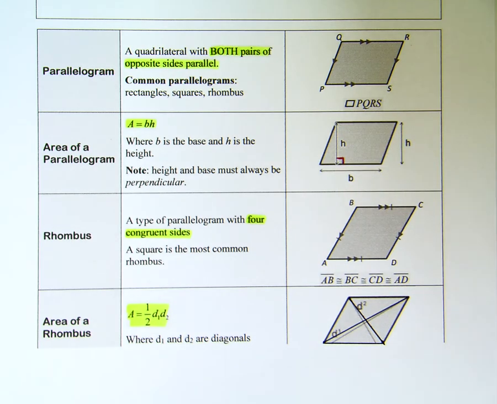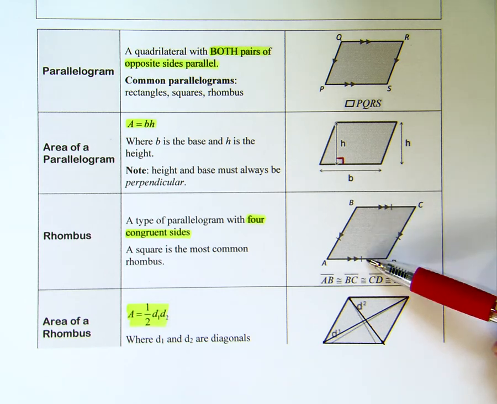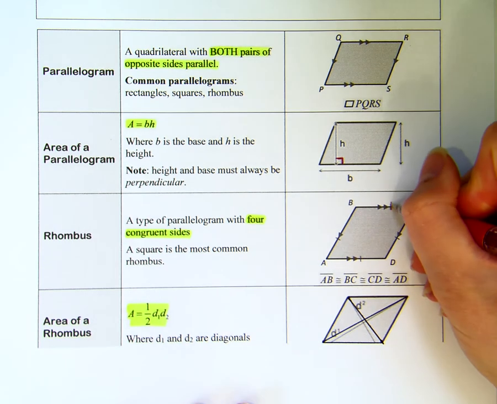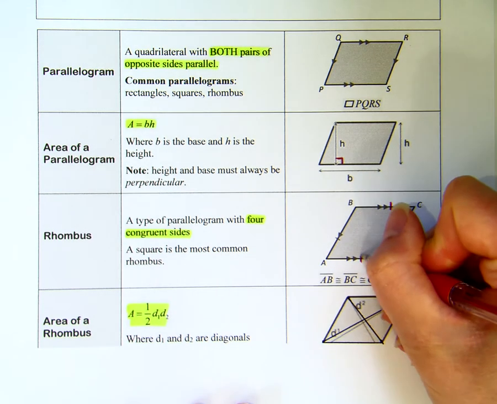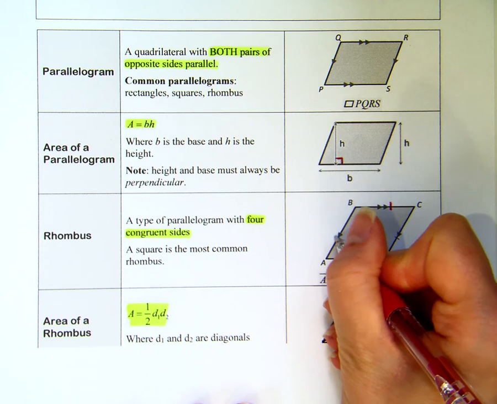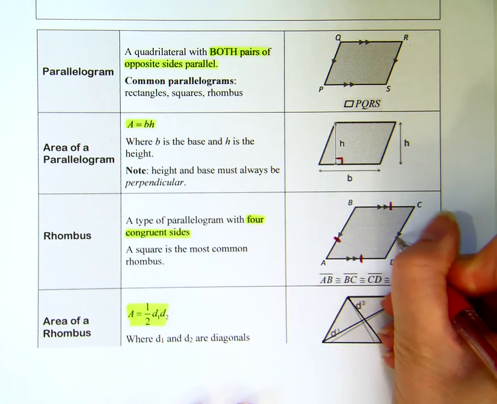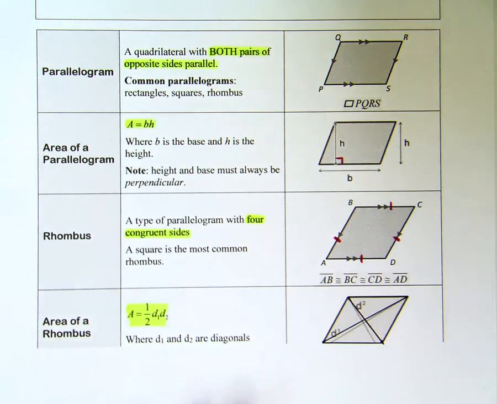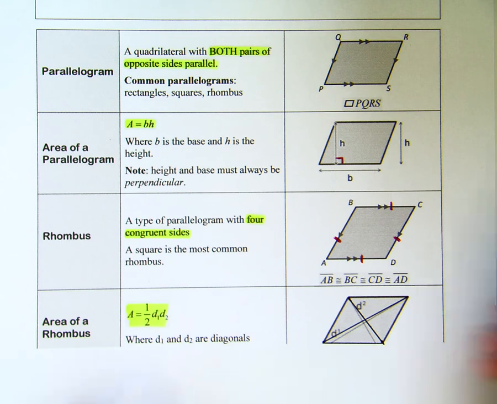The next parallelogram we're going to discuss is the rhombus. Again, it's a parallelogram, so it is a quadrilateral. It has four sides. It has both pairs of opposite sides parallel, top, bottom, left, right, but it also has four congruent sides. All four of the sides must be the same length. The most common rhombus that you're probably familiar with is, in fact, the square.